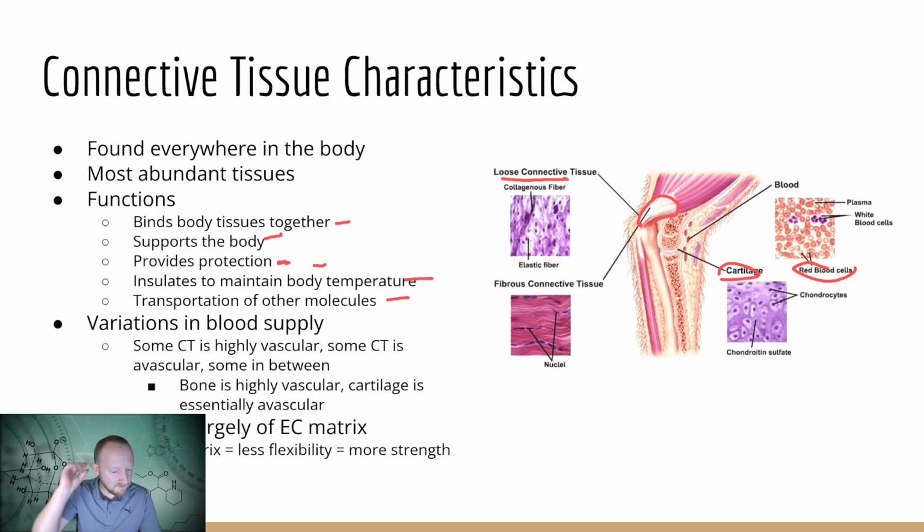Cartilage, on the other hand, you think of in your ear auricle, in your nose, surrounding your sternum. That's going to be avascular. It doesn't need a blood supply. It's just kind of there. Composed largely of extracellular matrix. So the more matrix we have, the less flexibility, more strength.